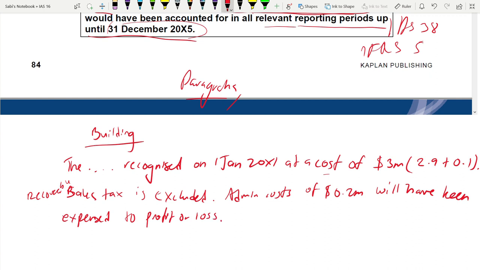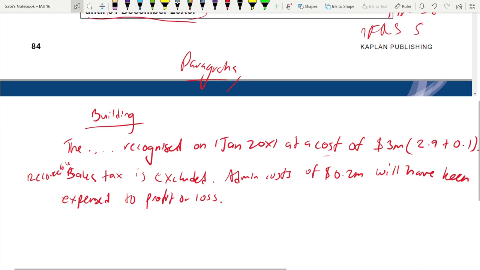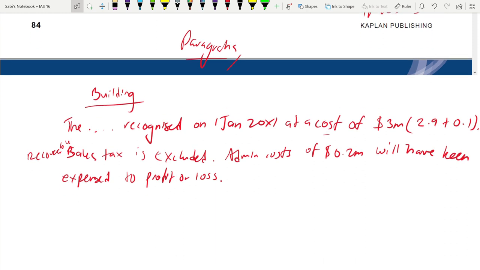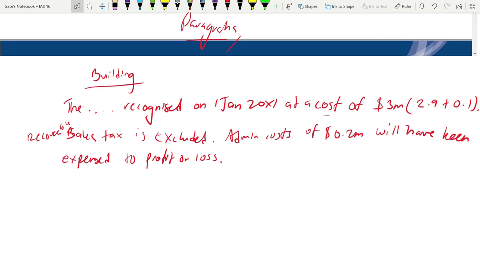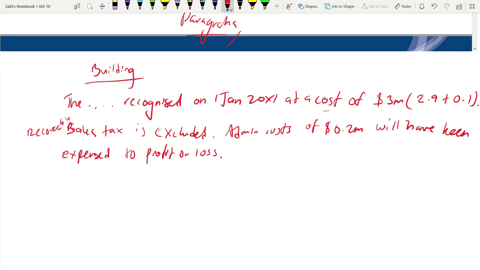Now, coming to the second paragraph. Remember, in the first year, 2001, you just recognize it at the cost. After cost, what comes? Depreciation, right? You have to depreciate it in the first year. Revaluation and all comes in a later year, but you have to depreciate. Don't forget that depreciation in the first year on the cost, 3 million. So next paragraph, leave a space and then write depreciation.